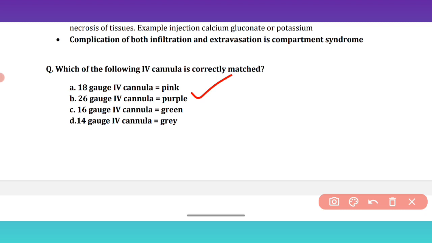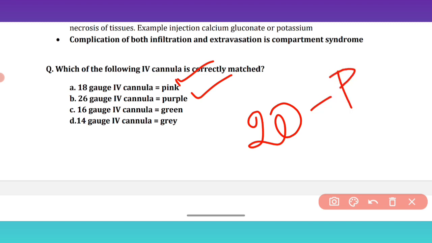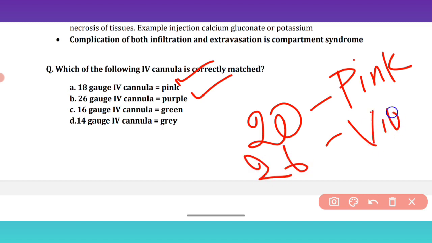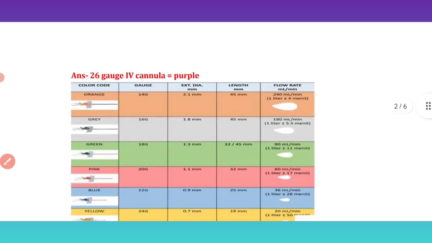Most commonly, which cannula is used in hospital settings, especially in the emergency? 18 gauge. The 18 gauge will be in green color. If you are taking 20 gauge, it will be in pink color. Violet means it will be 26 gauge, violet or purple. Okay, fine. So related to that, you can see here.